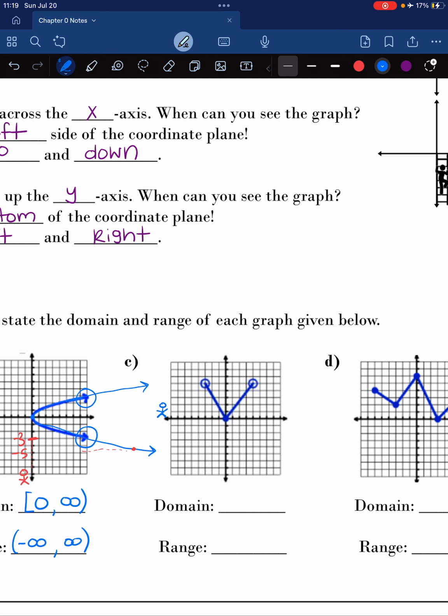Okay, domain. I'm going to start on the left, walk, walk, walk, walk. This is the first time I see the function, at -3. 1, 2, 3. I stop seeing the function at 4. They are both open circles, so -3 to 4.